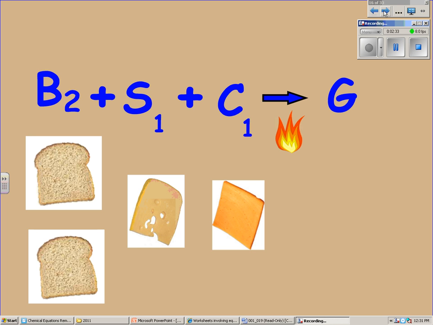To make this sandwich, because I'm making a grilled cheese sandwich, we need to add some energy. That's where the arrow comes in. And then finally, how many grilled cheese does it make? Well, there's no number after the G, so we assume that it's 1.